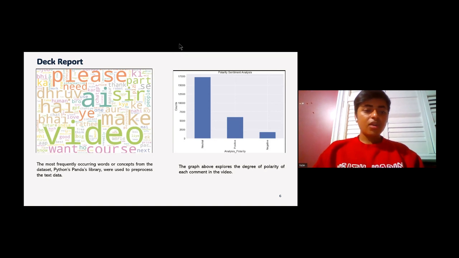As we can see in the word cloud, the words that were used a lot more than the other ones have been highlighted using a bigger font or a brighter color. For example, please, Dhruv, AI, make, video have all been highlighted using a bigger font and a brighter color.